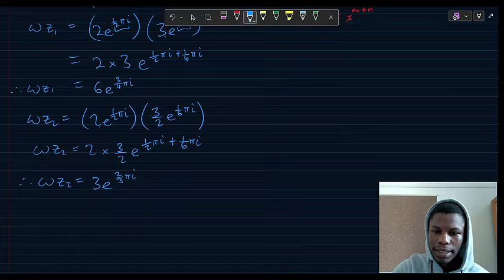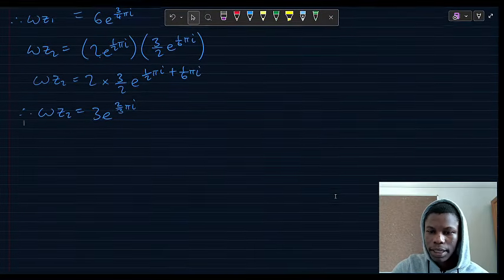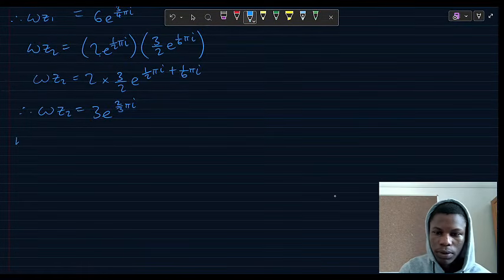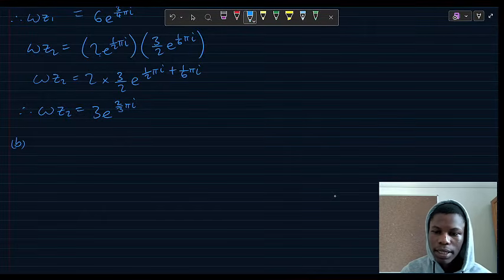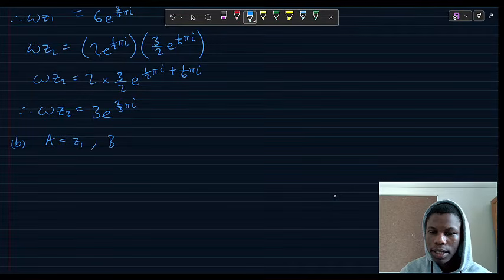Part B says, on a sketch of an Argand diagram with origin O, show the points A, B, C, and D representing the complex numbers z1, z2, omega z1, and omega z2 respectively. So A is going to be z1, B is going to be z2, and C is going to be omega z1, and D is going to be omega z2.